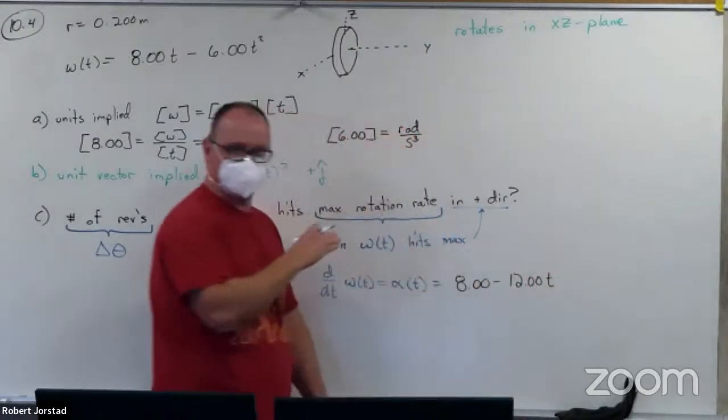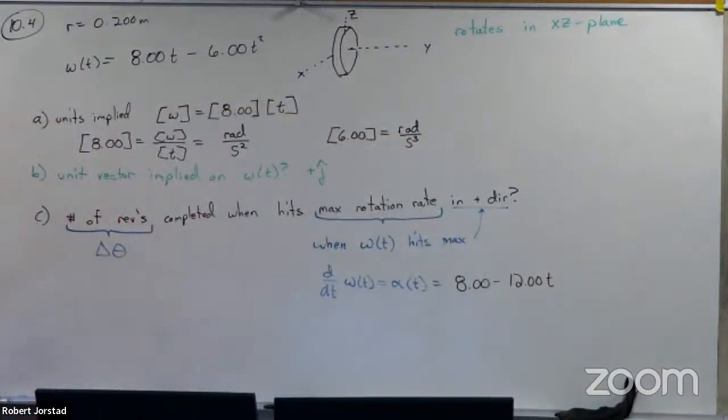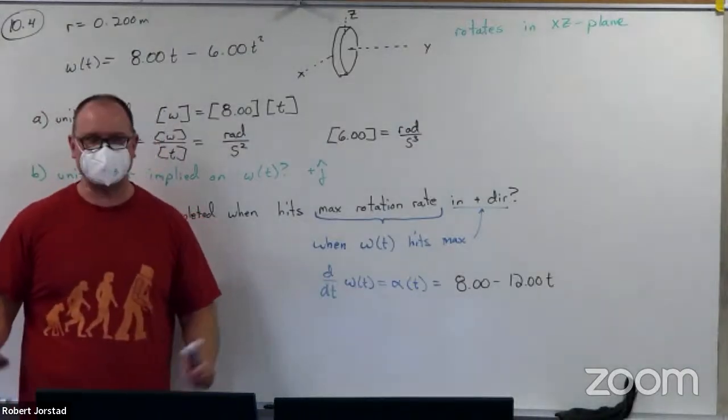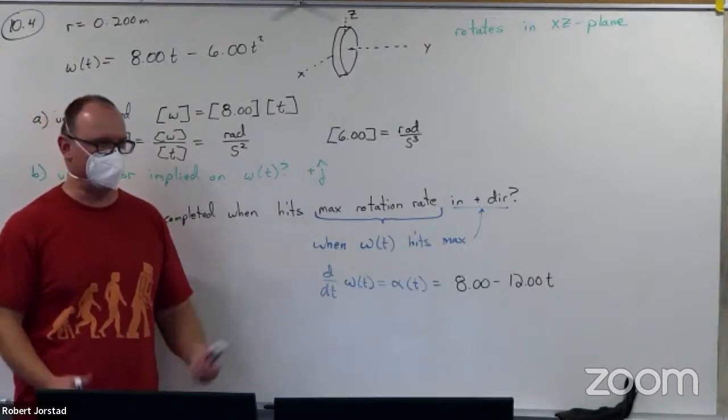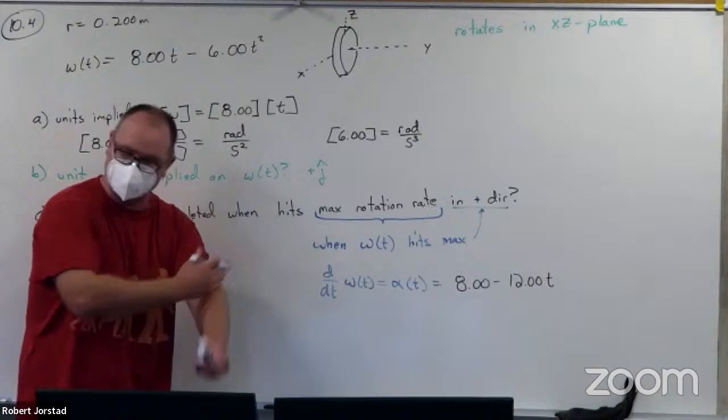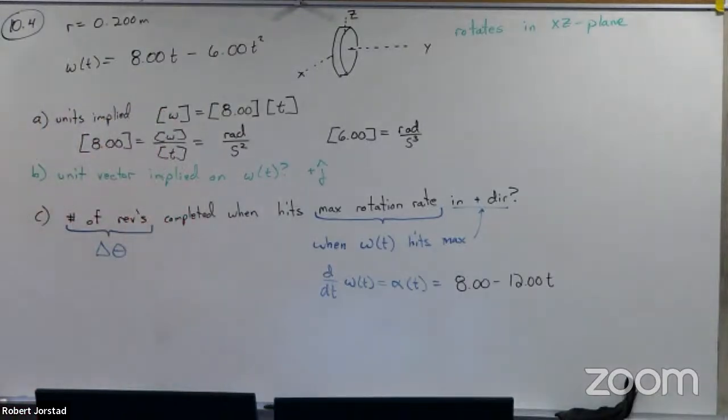Do you agree we can figure out the units if we needed them? We're not going to right now. Do you agree that alpha is not a constant? So that's why we can't use any of those kinematics equations for constant acceleration. We have to just take the derivative.